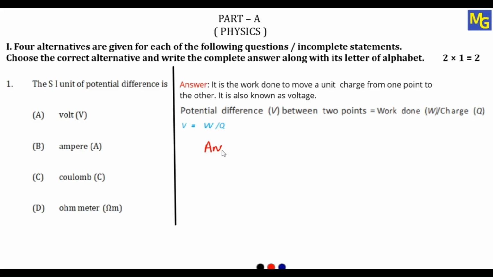Answer, that is A. And this is your option. Now here only you can write your answer also, that is volt, V. So this is the answer for our first question. Now we will see the second question.